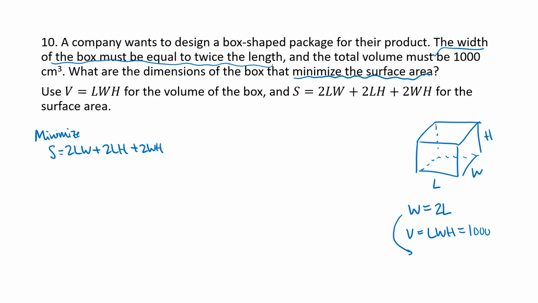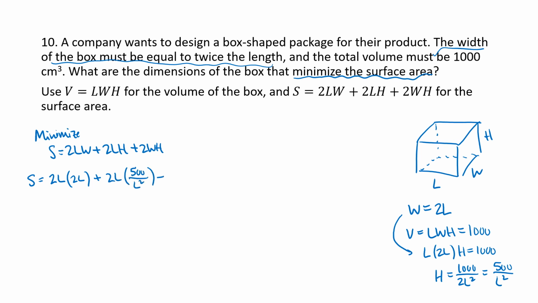So this lets me eliminate the W. So I've got L times 2L times H equals 1,000. Now that formula has 2 L's in it and 1 H. So it's going to be easier to solve that for H. So that's going to give me 1,000 over 2L squared, also known as 500 over L squared. So now over in my surface area formula, I can eliminate W by replacing it with 2L. And I can eliminate H by replacing it by 500 over L squared. So 2 times 2L times 500 over L squared.